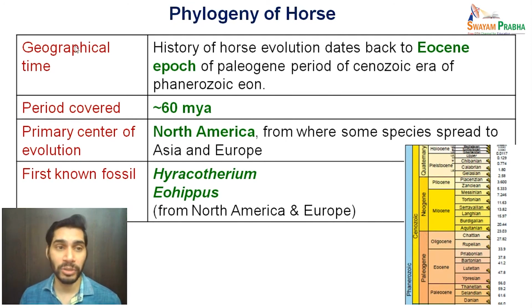Not just the geological time, but the primary center or location is important. In the case of the horse, it has mainly been North America, from where some species spread to Asia and European regions. The first known fossil has been named Hyracotherium or Eohippus, and they were found in North America and Europe. So this slide gives you an overview of horse evolution.